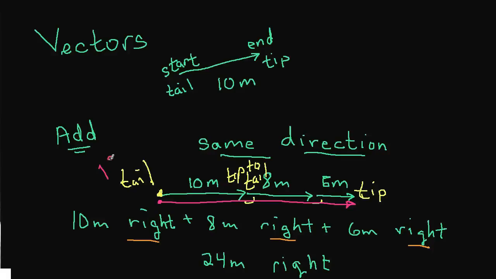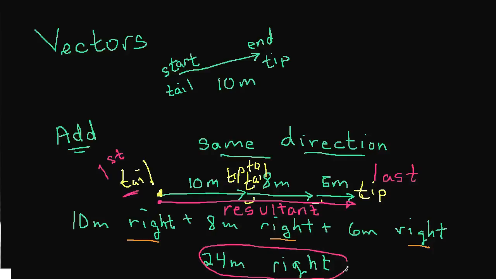So the first tail to the last tip gives us what we call our resultant, which is just a fancy word for the sum of a bunch of vectors. So the resultant starts at the first tail, ends at the last, and you can see here it's going to be 24 meters long and is pointed to the right. So that is adding vectors when they all point in the same direction.